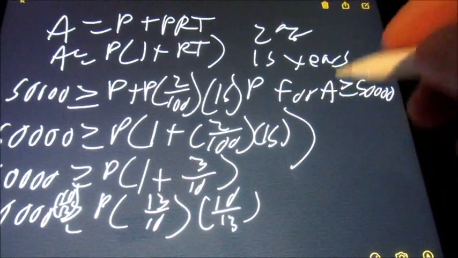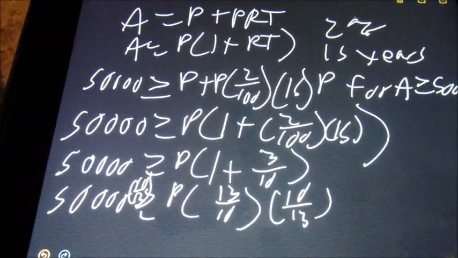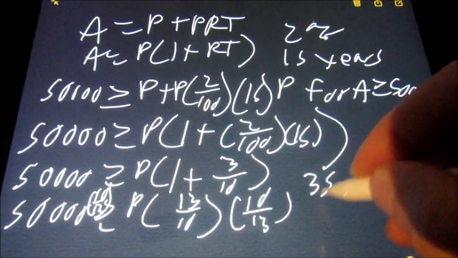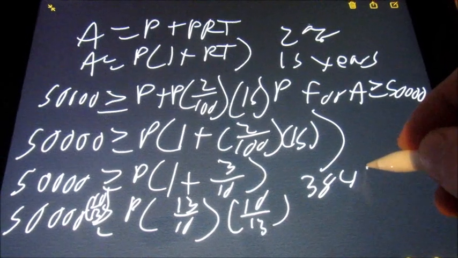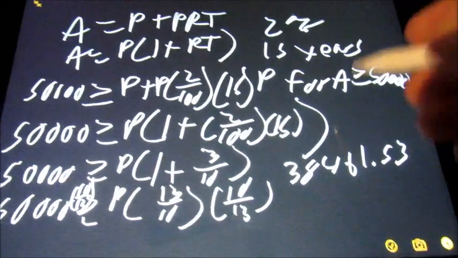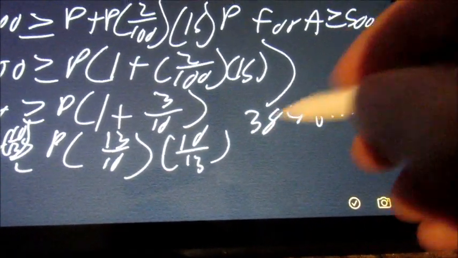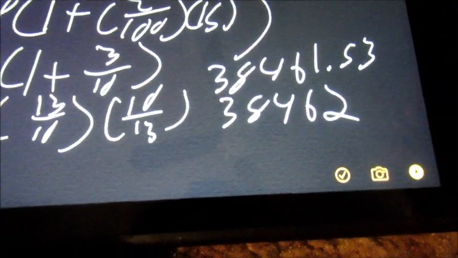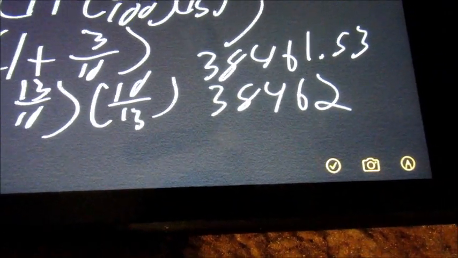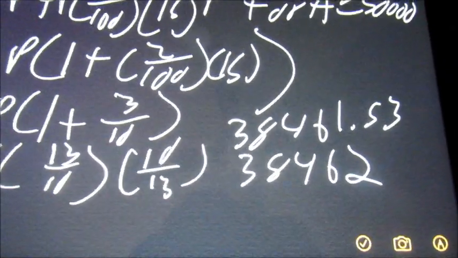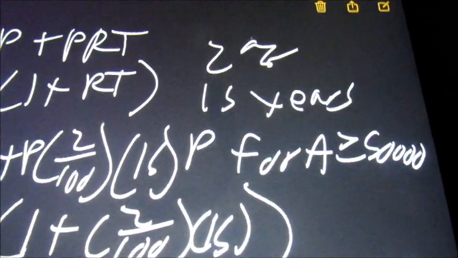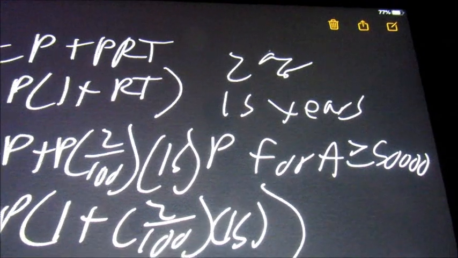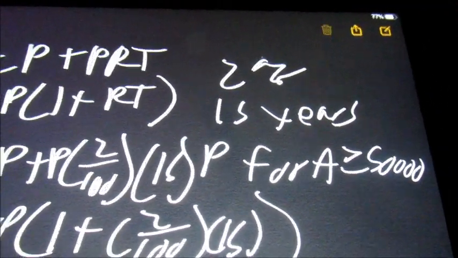So that means that we need to put in, and it's going to ask for the nearest dollar, we're actually going to get as our answer 38461.53, but we need to round that to the nearest dollar, so 38462. So we need to start with $38,462 if after 15 years we want $50,000 and we're only getting 2% simple interest.